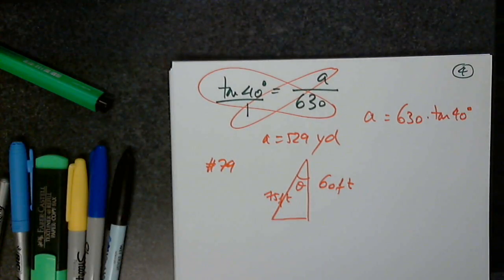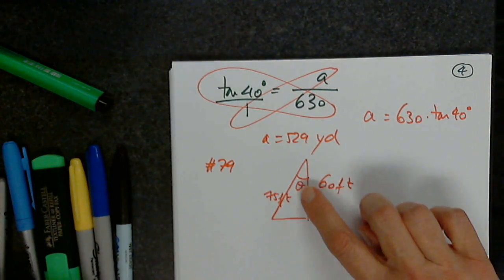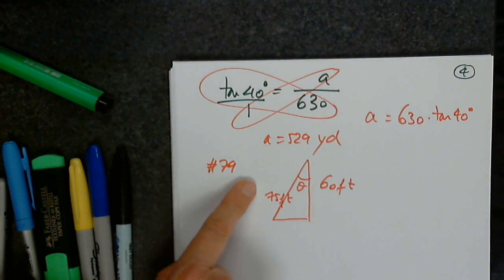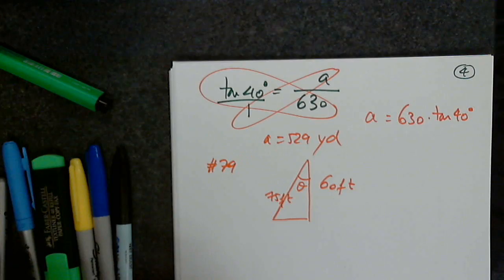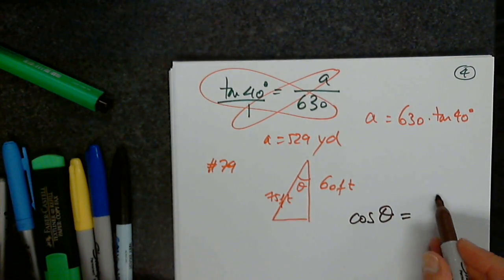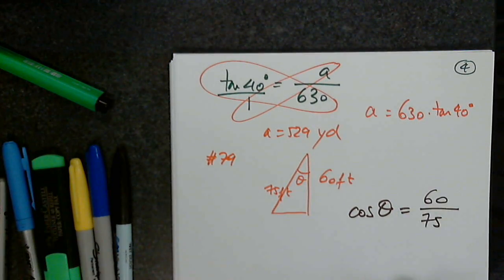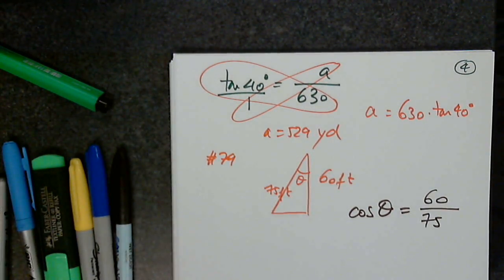So, you want to apply a particular trig function. Which one? I have the adjacent and I have the hypotenuse. Cosine. Good. So, cosine theta equals 60 feet divided by 75. I have to determine that.